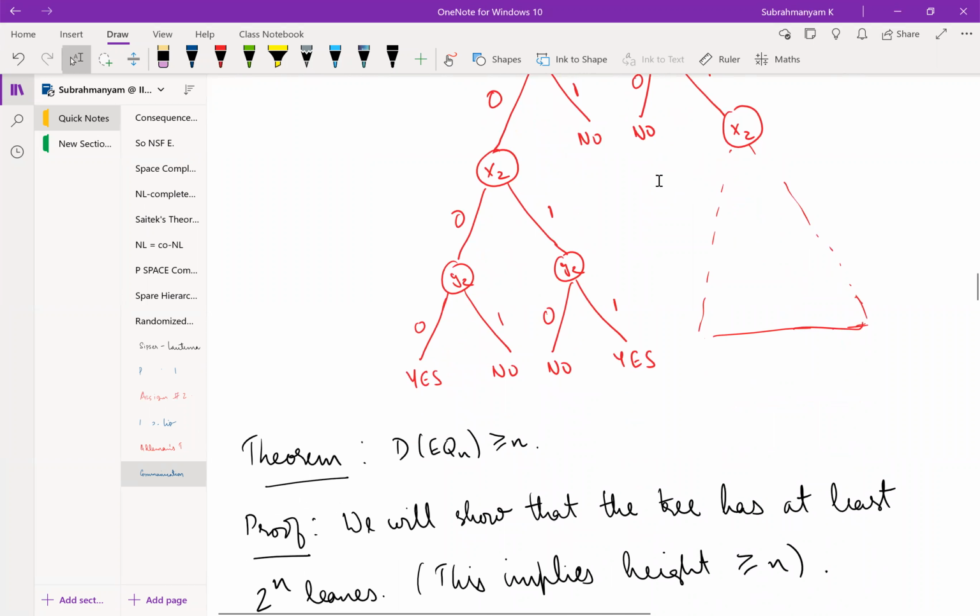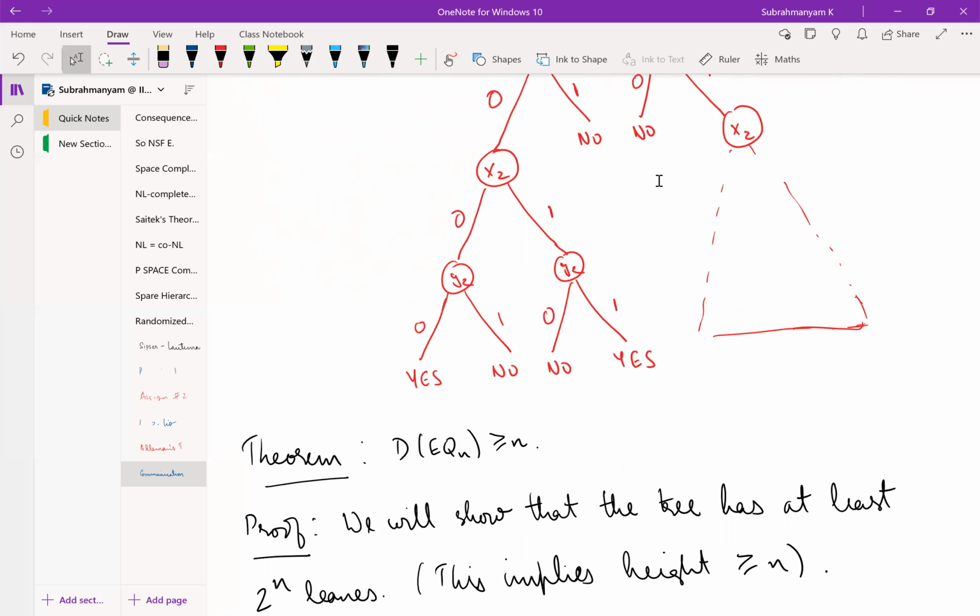We already saw that equality can be done in n plus 1 bits: Alice sends everything to Bob and Bob sends a 0/1 bit reply. Now we will show that this is kind of the best. Equality requires n bits.